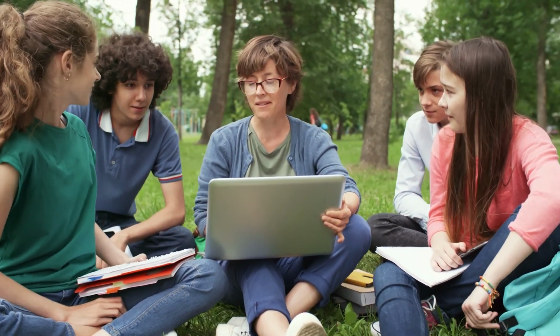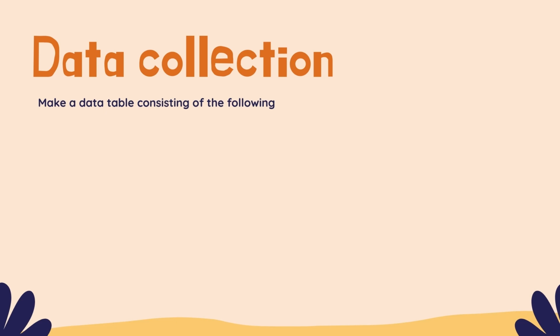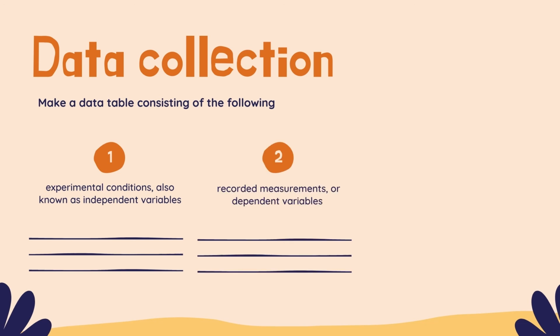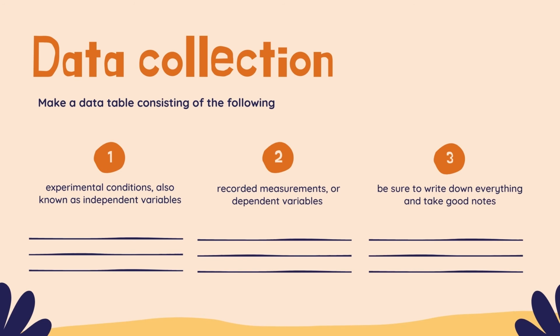Before you start your experiments, you will want to set up your notebook to record your data. To organize your note-taking, you will want to make a data table where you can record your experimental conditions or independent variables, with space to record your measurements or dependent variables. Keeping detailed notes is a key part of the scientific process.